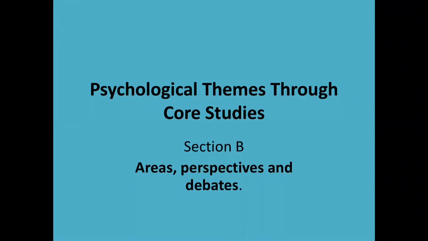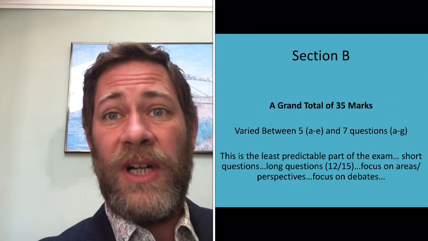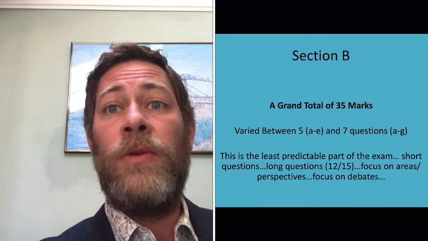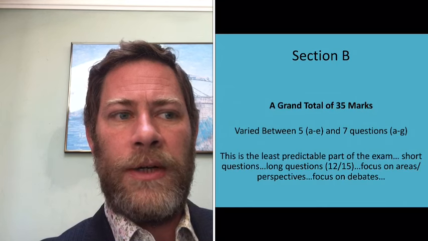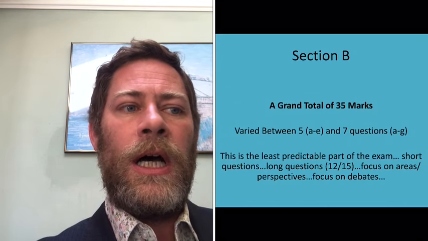Okay, psychological themes through the core studies once again. Section B is also worth 35 marks, same as Section A, and it's focused on the areas, perspectives and debates. There are normally about 5 questions. There could be a bit more, could be a bit less. One of them is normally worth 12 or 15 marks, which is quite a fair chunk of the total paper, so making sure we've got our structure for that is going to be quite important.